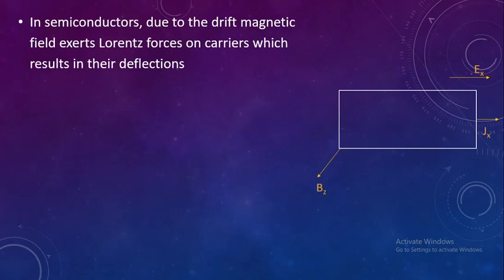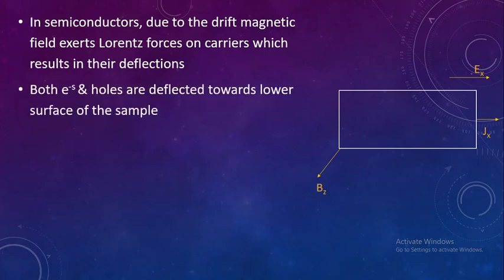The magnetic field exerts a Lorentz force on the carriers, which results in their deflection, meaning deflection of electrons as well as holes, but the directions will be opposite to each other. So the deflections will be in opposite senses because of their opposite charges. Electrons are negatively charged and holes are positively charged. So both electrons and holes are deflected towards the lower surface of the sample based on the charge.